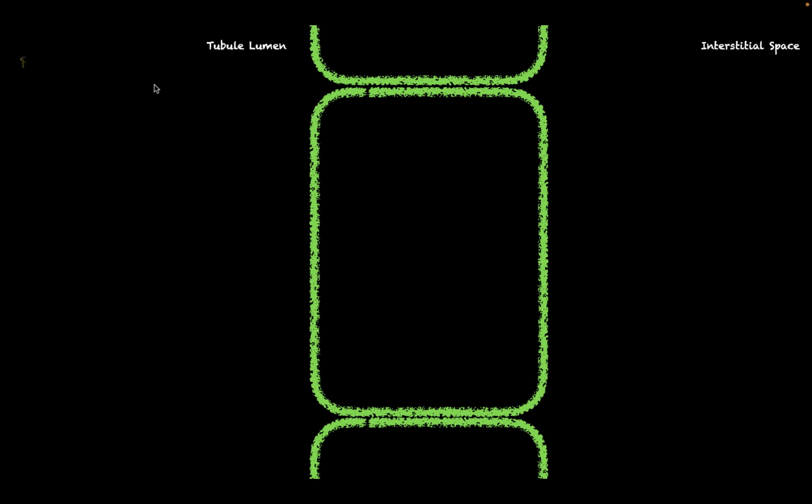So let's talk about first how sodium is absorbed in the proximal tubule. Now the proximal tubule is divided into the early and late proximal tubule, and the early proximal tubule is going to be segments 1 and 2, and the late is going to be segment 3. So this mechanism that we're going to be talking about here is going to be present in all segments of the proximal tubule, so both the early and late proximal tubule.